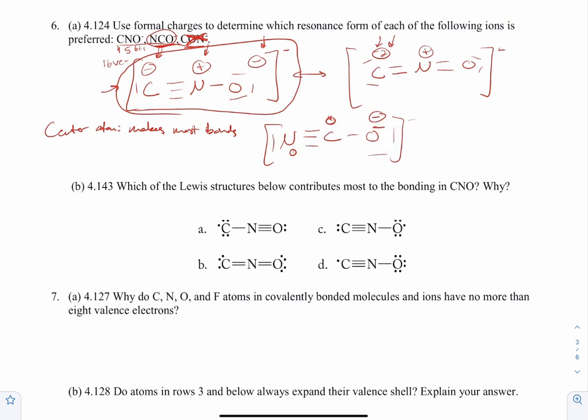Now, this is the most stable one. The reason is because not only have we minimized formal charge, but the most negative formal charge is on the most electronegative atom. So this is actually an extremely stable structure.